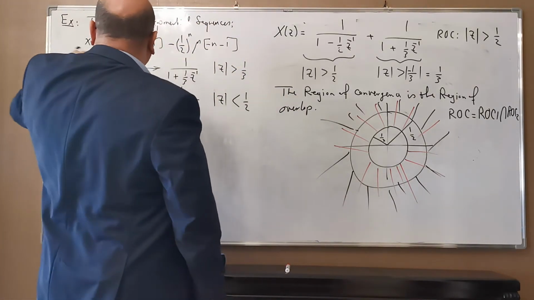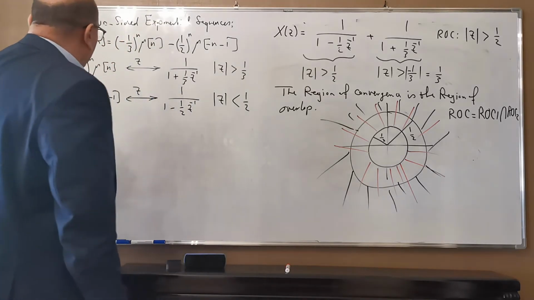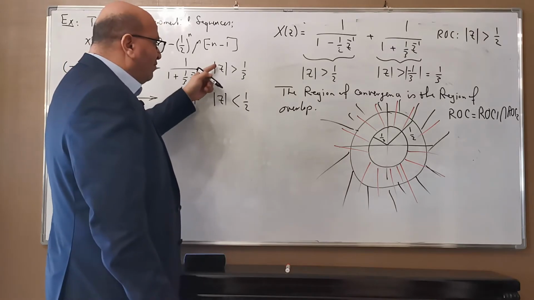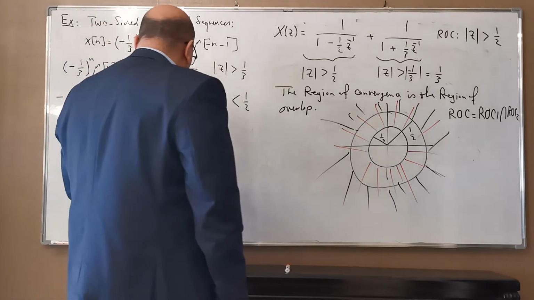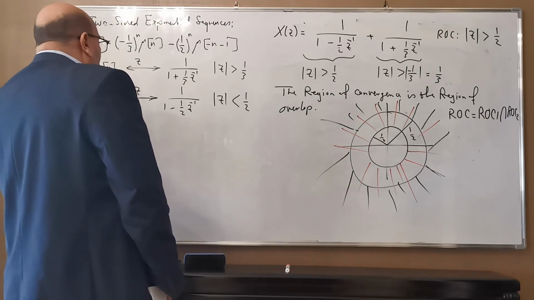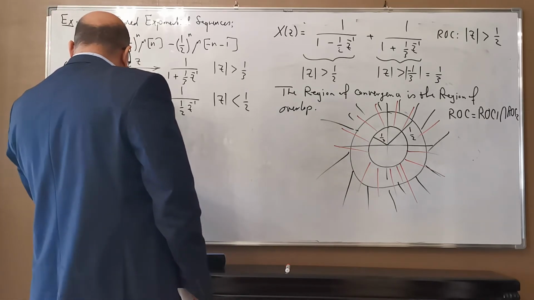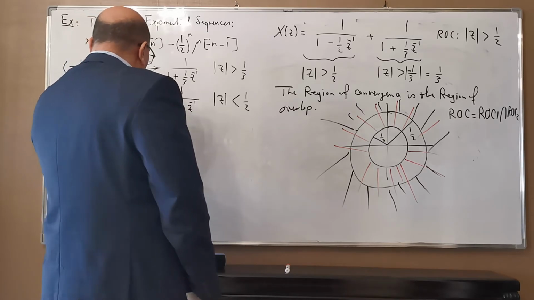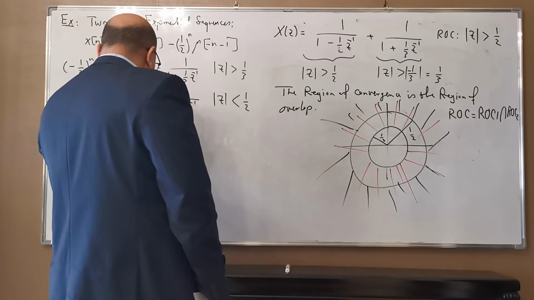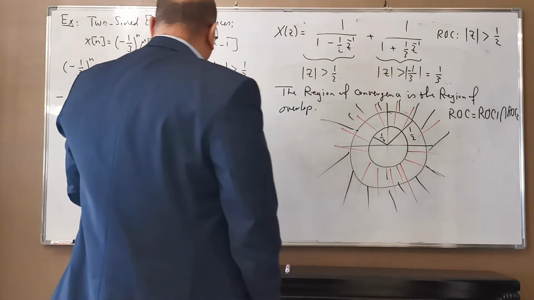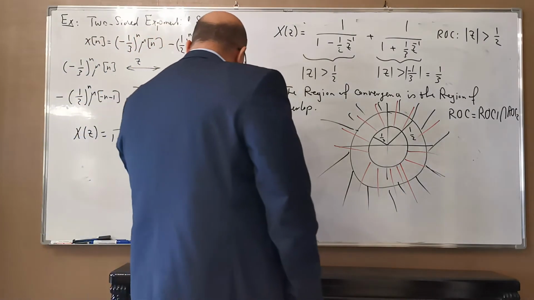For the whole X of Z that is made of those two components, it should be the overlap region of convergence. So X of Z is equal to 1/(1 + 1/3 Z inverse) plus 1/(1 - 1/2 Z inverse). If you look at those two, they are the same, but what is the region of convergence here?